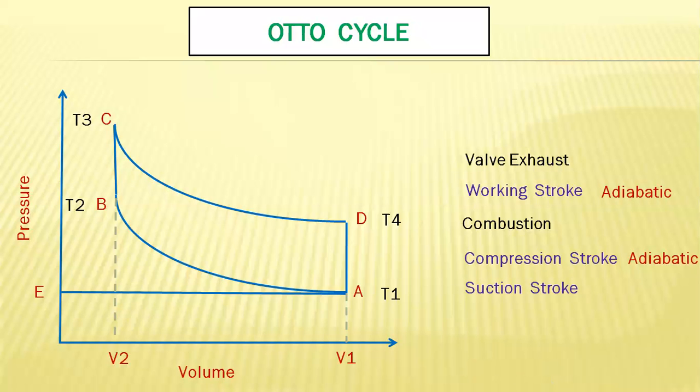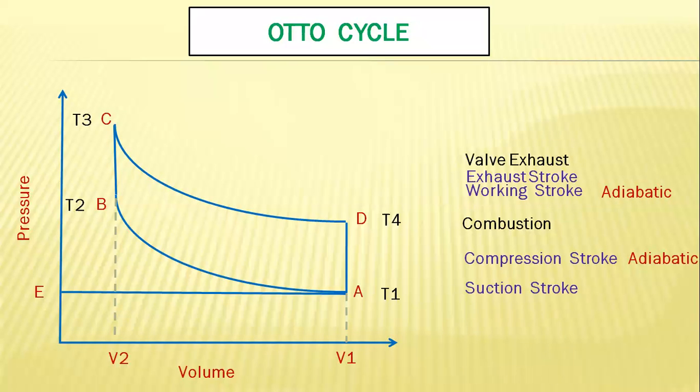Then the exhaust stroke. Now in case of the exhaust stroke, the piston moves in the backward direction. Here the volume of the cylinder decreases from A to E at atmospheric pressure and temperature.